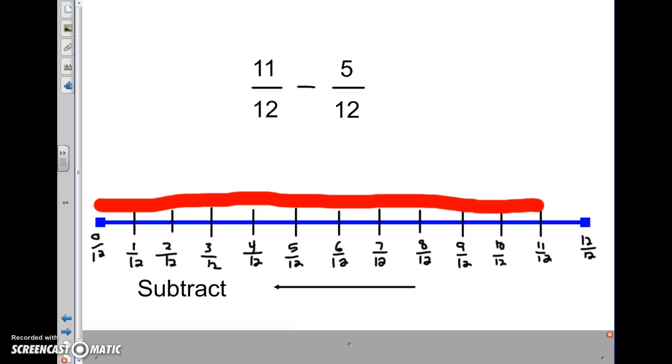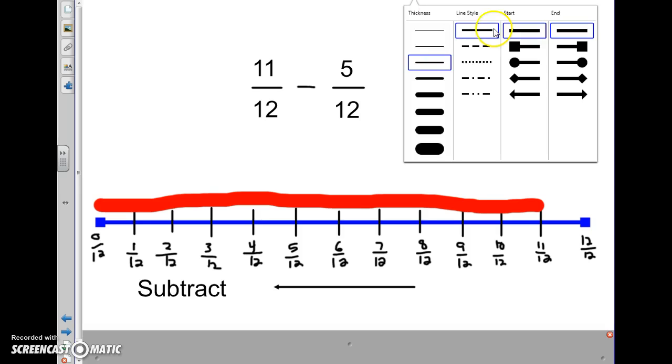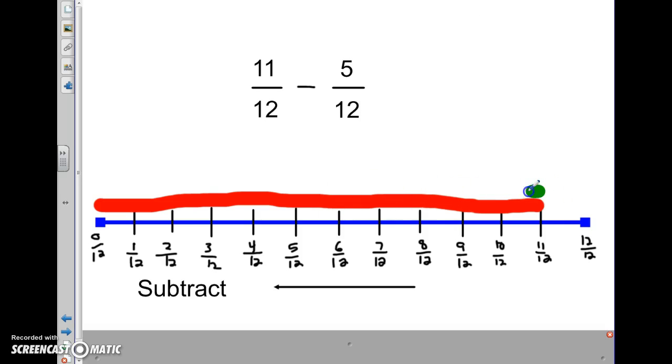So we started out over here, 11/12. Now we're moving back. We're going to move back 5/12. So starting here, we're going to go 1/12, 2/12, 3/12, 4/12, 5/12. And we end right here. Close enough. So as you can see, we're at 6/12. So that means 11/12 minus 5/12 is going to give us 6/12.